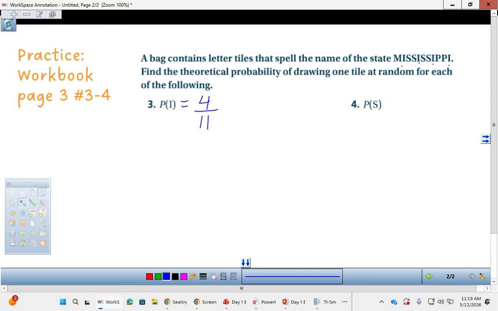What about S's? Another 4? Let's see. 1, 2, 3, 4 out of 11. Both of these are called theoretical because nobody had a hat with those letters in them and actually picked out letters. It's theoretical. It's what should happen based on the name itself. Nobody actually ran an experiment.